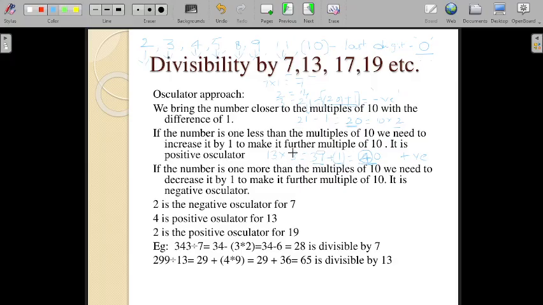Okay, same is given here. 2 is the negative oscillator for 17, because 21 minus 1 equal to 20. Here we are subtracting 1 from 21. Here, 39 plus 1 equal to 40. Here we are adding 1, that's why it is a positive oscillator. Same thing here, 19 means 19 plus 1, so 20. Here it is positive oscillator. Okay, so let's check the example.